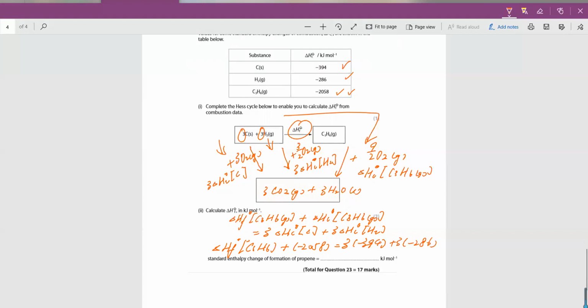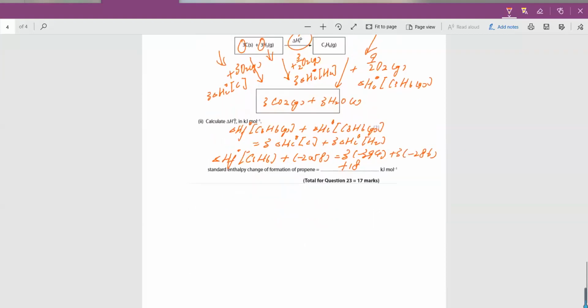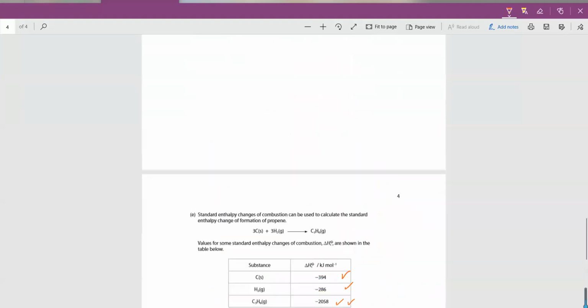So it will be positive 18. It makes sense because it's not combustion, it's formation, and formation can be positive. Let me try again to make sure. You can also try to calculate this yourself. Don't just look at the video. Positive 18. Okay, that's the end of this worksheet.